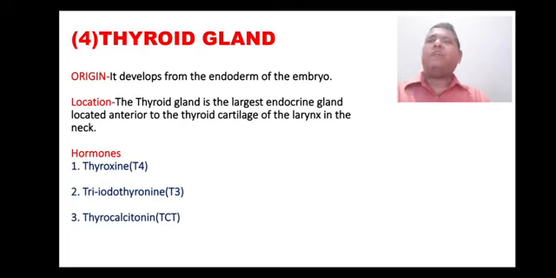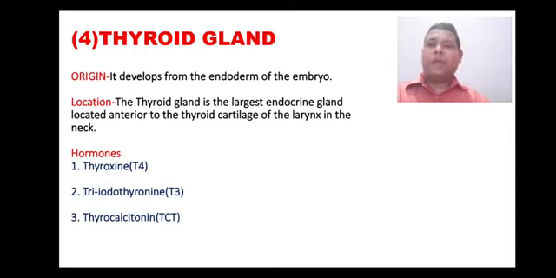T4 and T3 contain 4 and 3 atoms of iodine respectively, and therefore they are named so. T4 and T3 have similar effects on the target cells, and they are generally considered together under the name thyroid hormones. The thyroid gland is the only gland that stores its hormones in large quantity. T4 and T3 are synthesized by attaching iodine to tyrosine, which is a type of amino acid.